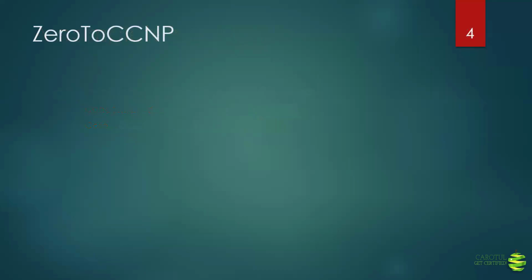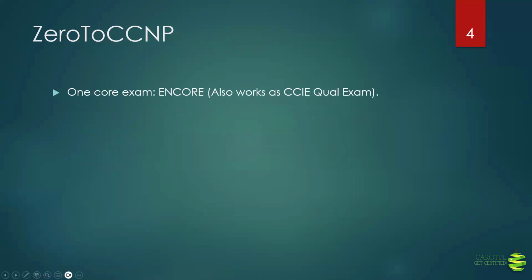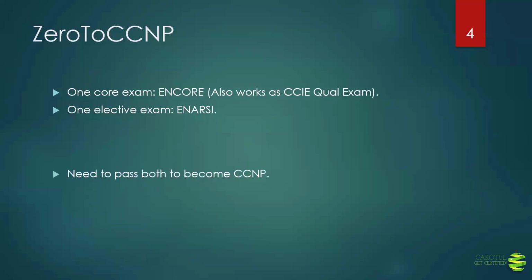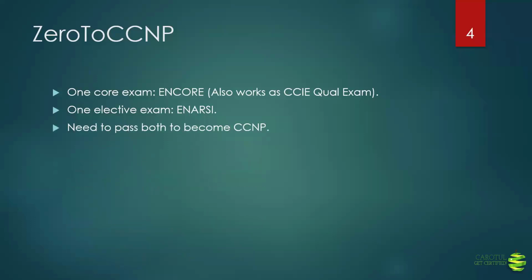Right. So the program that we have, now let's talk about this program. It's called Zero to CCNP. We will start with Zero to CCNP ENARSI. So we will cover one core exam, which also works as a CCIE qualification exam, and one elective exam. Although it should actually be ENCOR, there is no E in the ENCOR. But ENCOR and ENARSI, one core and one elective exam. And you need to pass both to become CCNP, right?